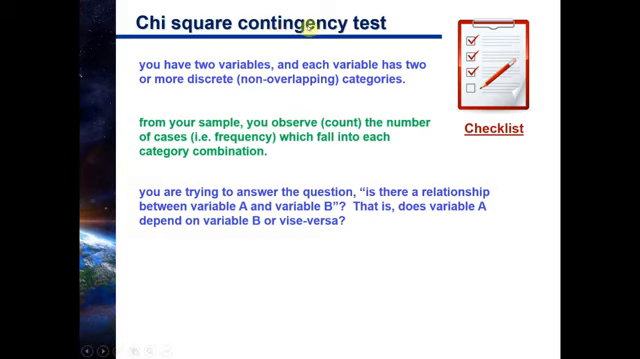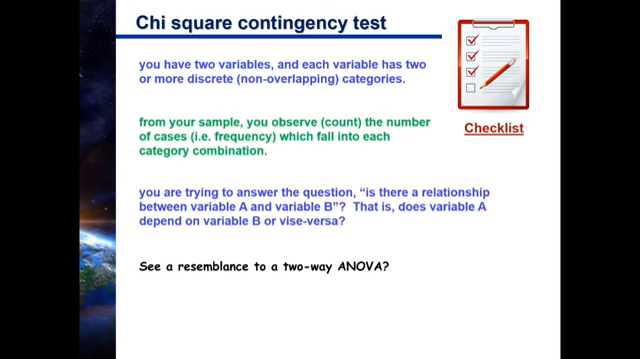Another way you can say that is, is variable A contingent on variable B? To say that A is contingent on B means you're saying that A depends on B. That's what the word contingent means. It depends on. If something is contingent, it means it depends on something. Okay? So that's why the chi-square contingency test is called that, and it's also called the test of independence.